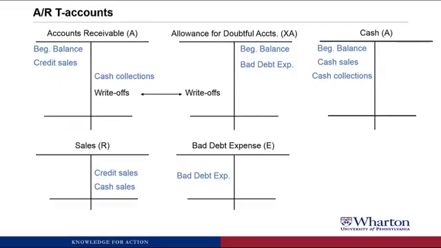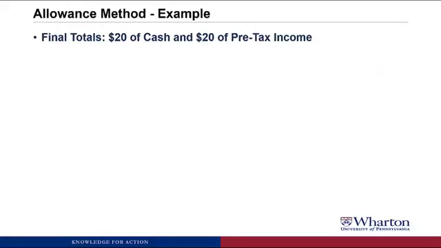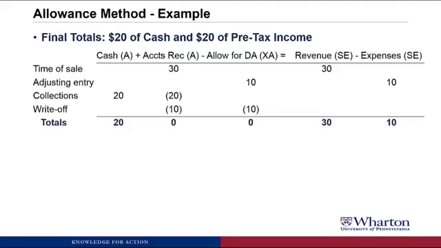In the T accounts, write-offs, you can see, reduce accounts receivable and reduce the allowance. So we would post 10 for each of those. Now, if we look at the final totals, we've overall received $20 of cash and recorded $20 of pre-tax income. The accounts receivable has been zeroed out because of the 30 that we originally booked when we made sales. We collected 20 in cash, and then we wrote off 10 as uncollectible.